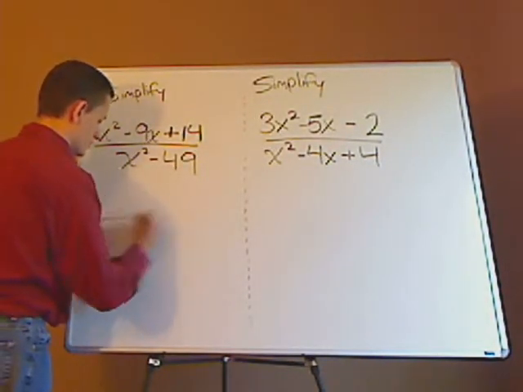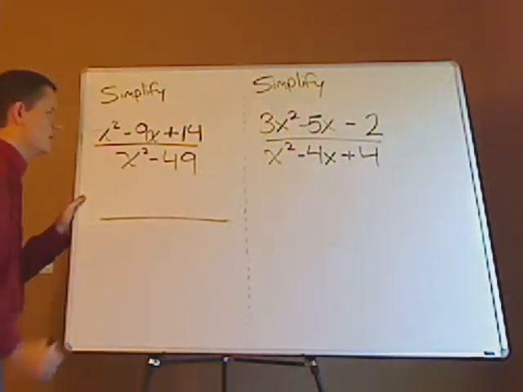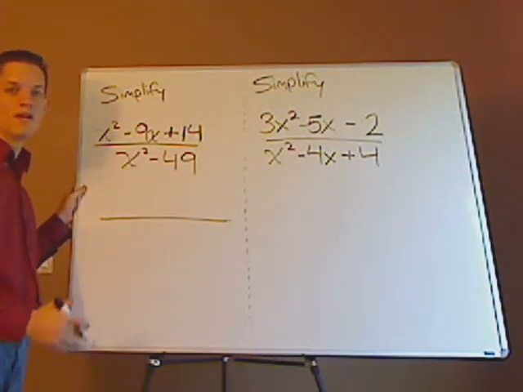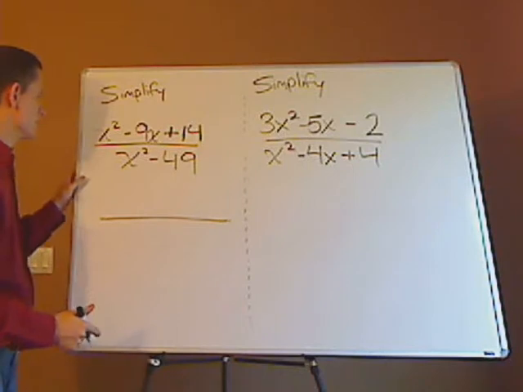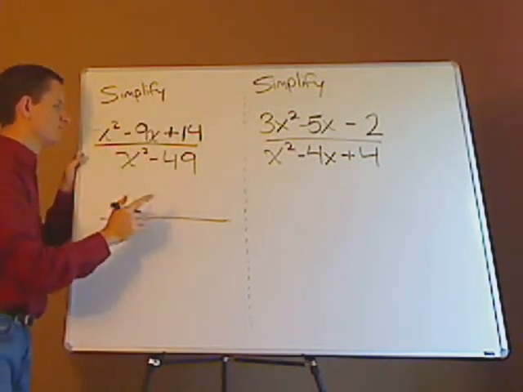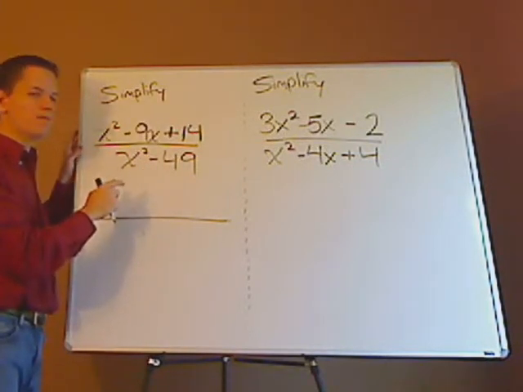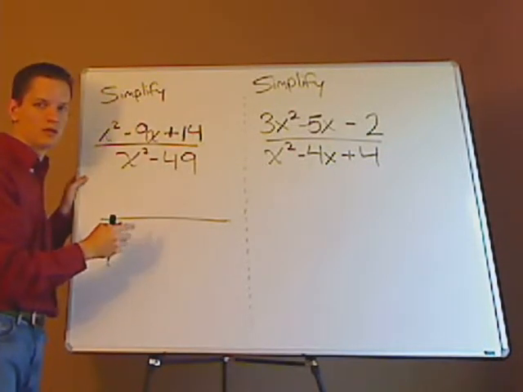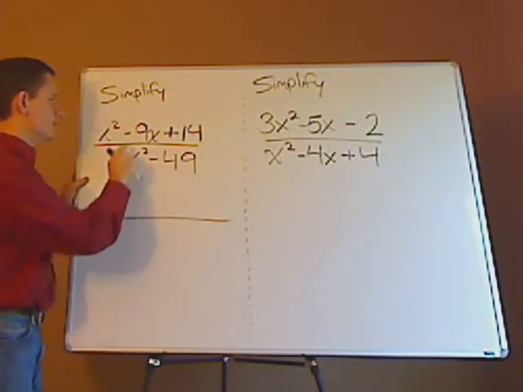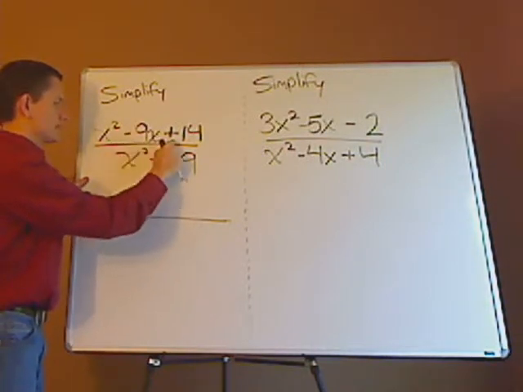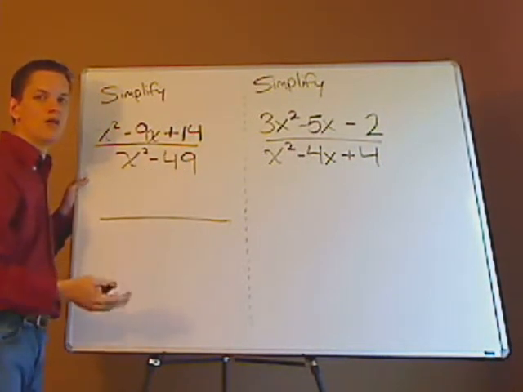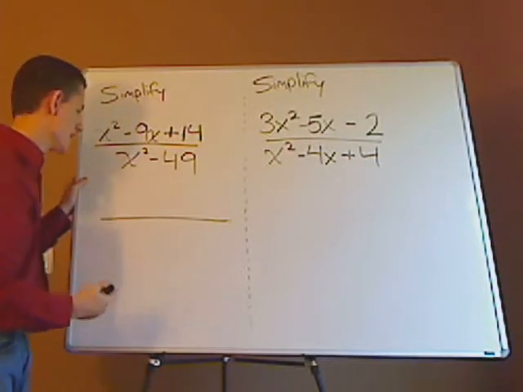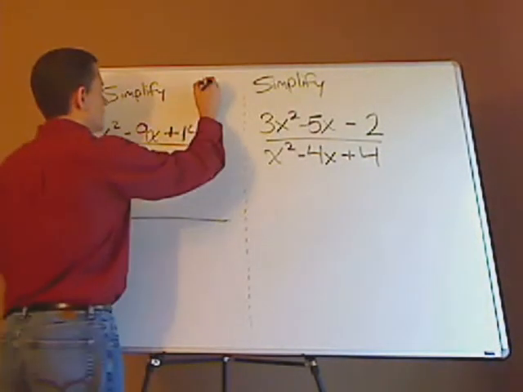With the first one, what you want to do is factor the numerator and denominator, the top part and the bottom part. Now, you won't be able to simply cancel out the x squared with the x squared. Why? Good question. Because they're separated by minus signs and plus signs. You can only cancel out factors with factors. Let me give you an example.